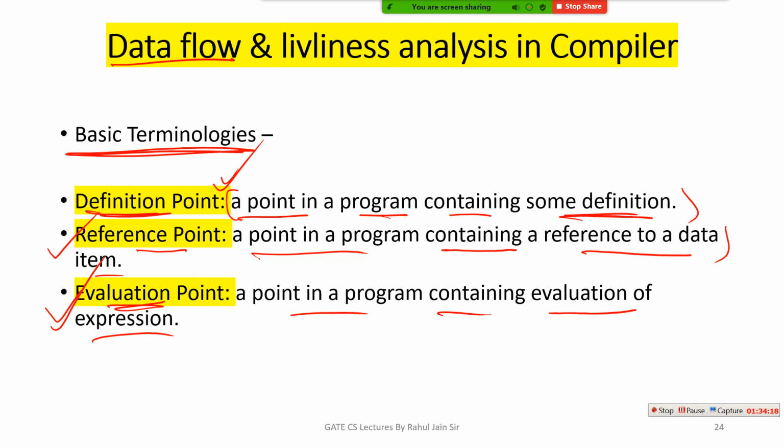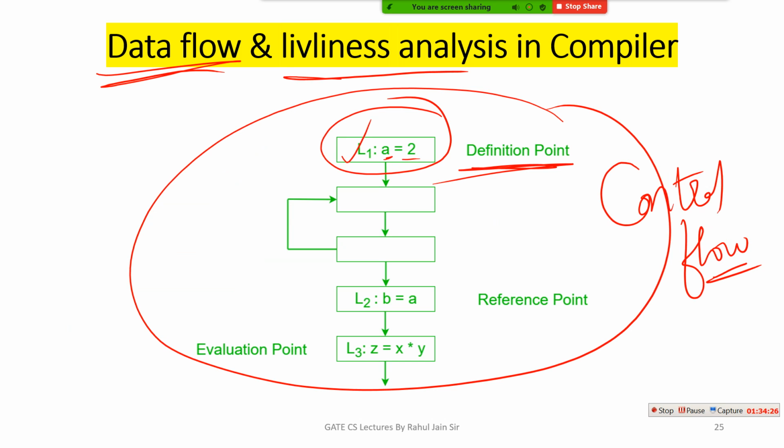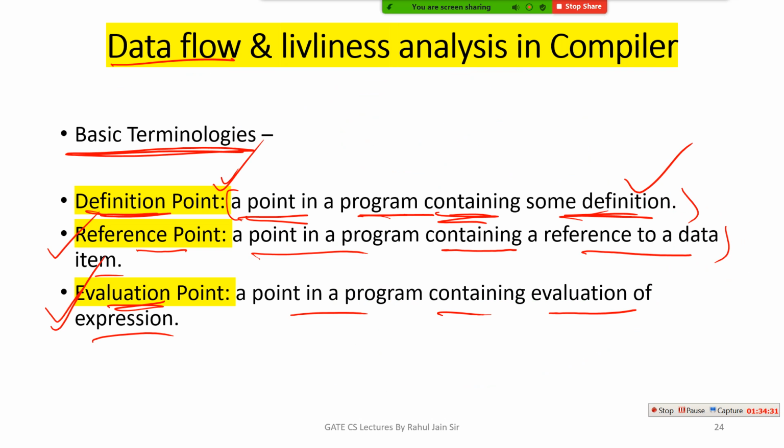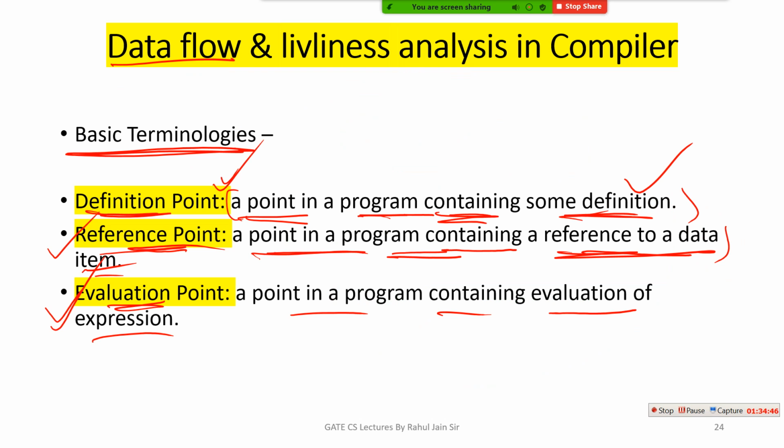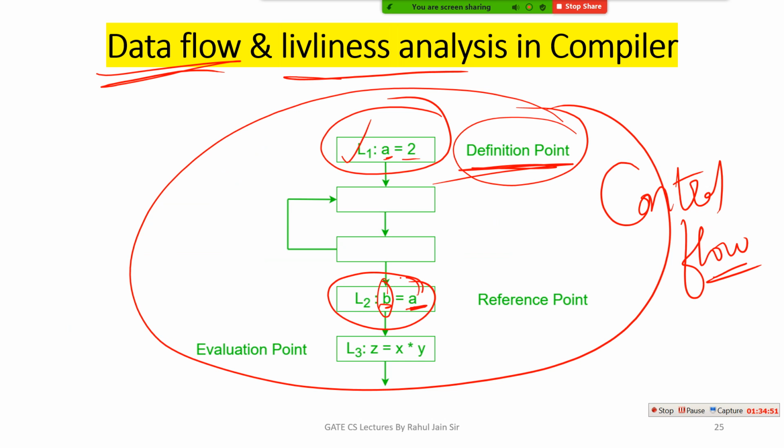Again, read the definition: a point in a program that contains some definition. So this point contains some definition, that is why it is called a definition point. Next is the reference point, a point in a program containing a reference to a data item. This point contains a reference to a data item: b is referencing the value of a. According to the definition, b contains a reference to a, that is why it is called a reference point.